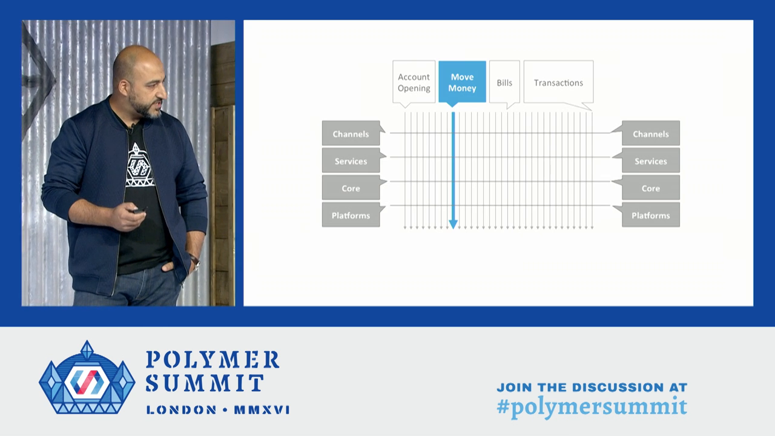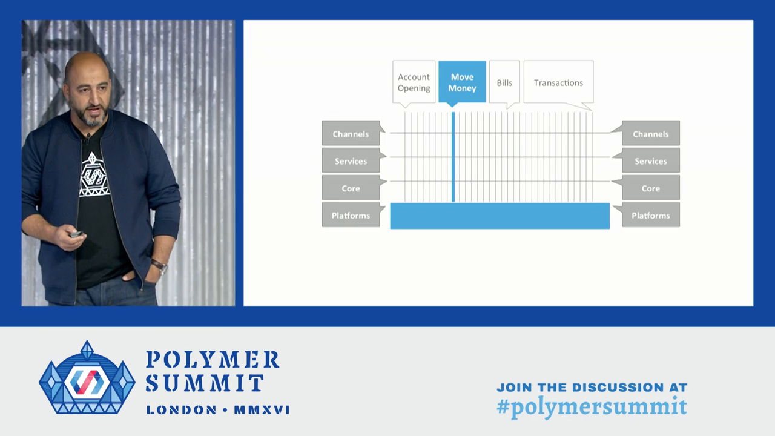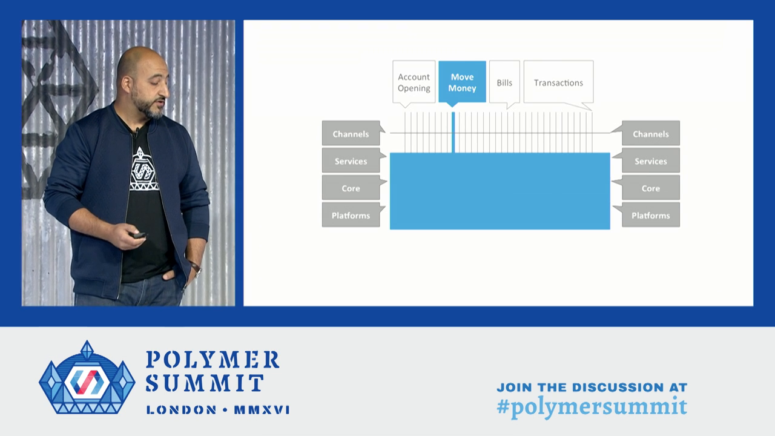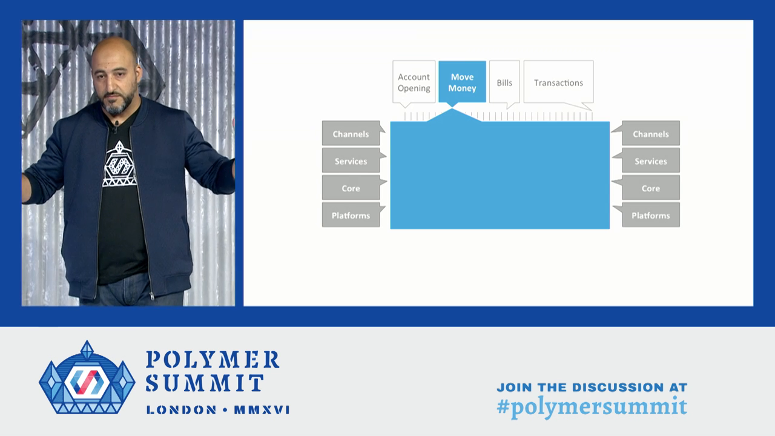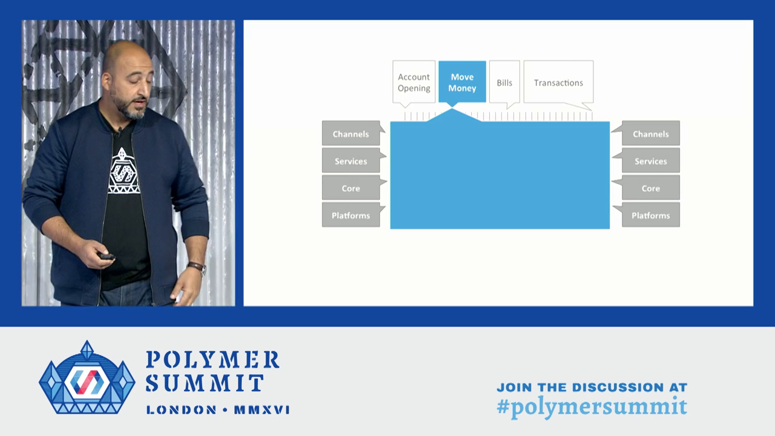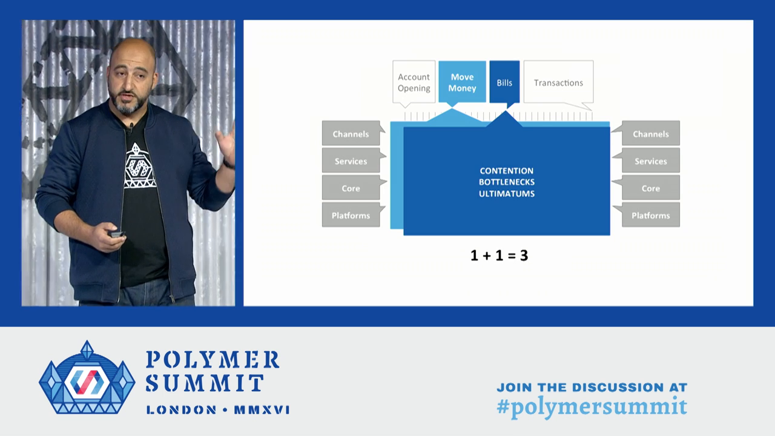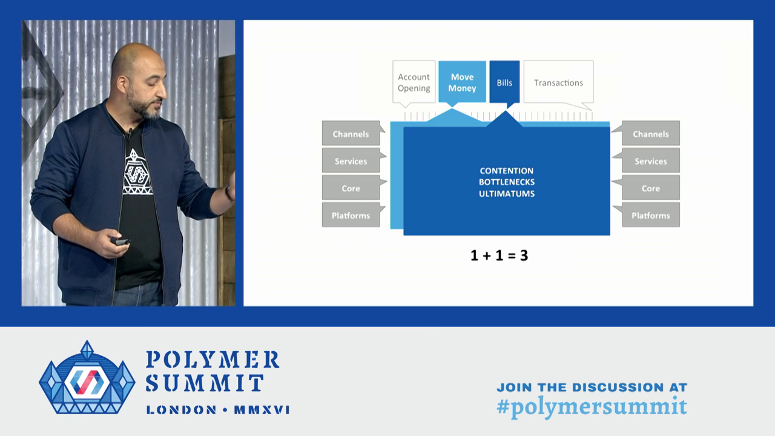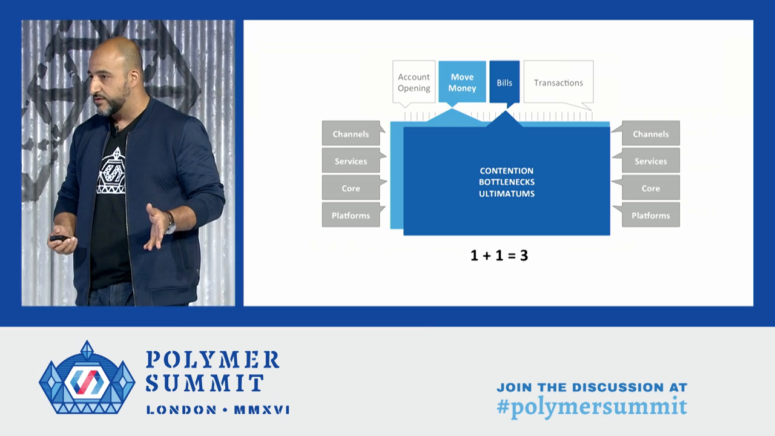But what we discover, which we all knew, is that the core makes assumptions about platforms. The services make assumptions about the core. And then the channels make assumptions about the services. And fundamentally, we have a really big project. That's okay if you're doing one. The problem is when they want to do the bills project. And when they want to do the bills project, there's a lot of contention, bottlenecks, and ultimatums that have to be made, and essentially 1 + 1 ends up equaling 3.